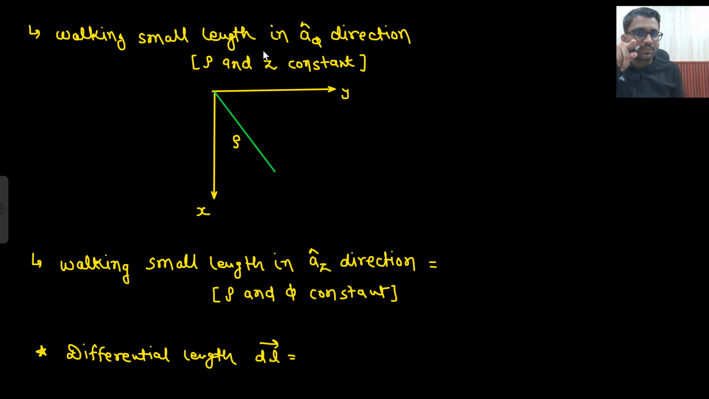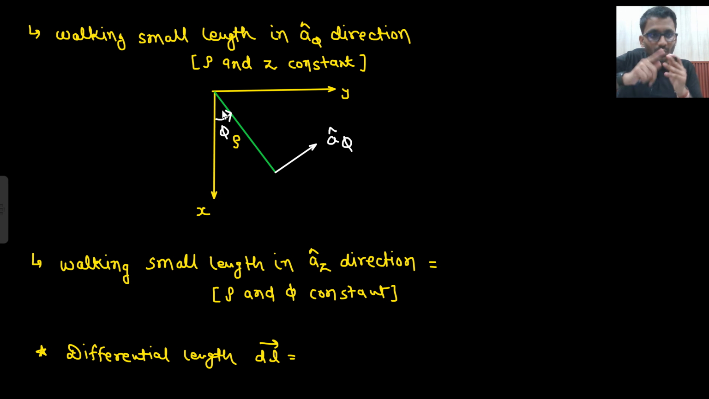Now you are working a small length in the phi direction. Which will be your a phi direction? This is your phi, and this is the angle that is taken in the anti-clockwise direction. So this will be my a phi. Now I need to work a small length in the phi direction. Now let me know what will happen.